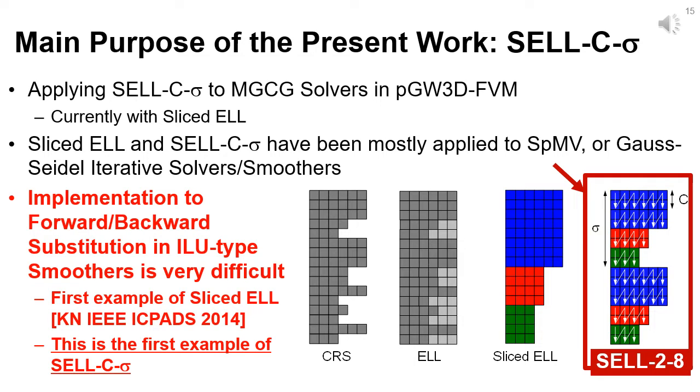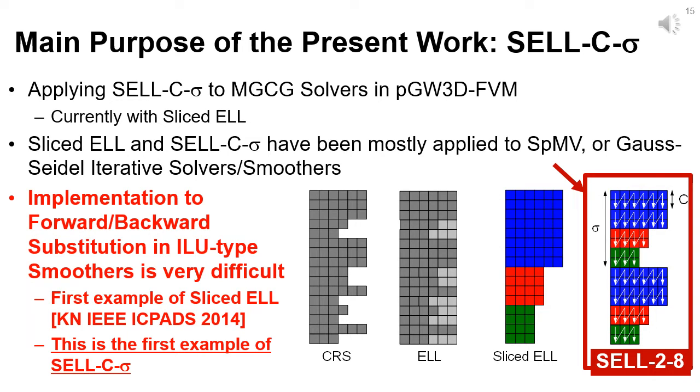In the present work, Cell 8-8 is mainly adopted for double precision, because each core of Intel Xeon Phi has 512-bit vector units. If FP64, double precision, is adopted for real number operations in the program, C equals 8 is suitable for efficient computations, which extract the performance of Intel Xeon Phi. Sliced ELL and Cell C-sigma have been mainly applied to SpMV procedures.